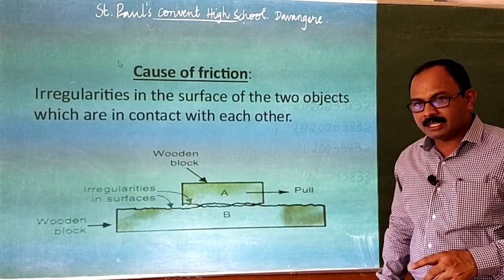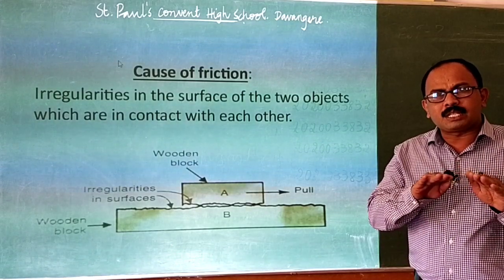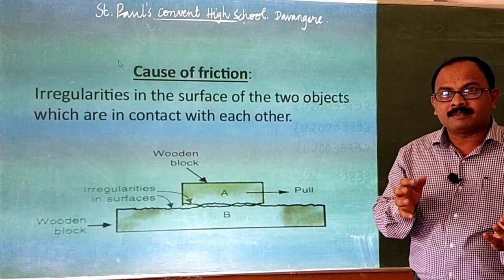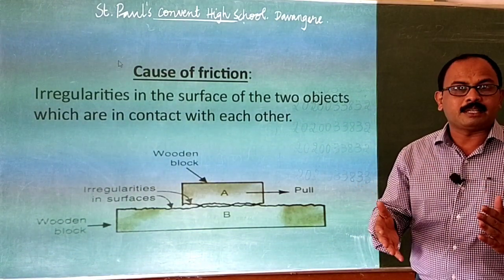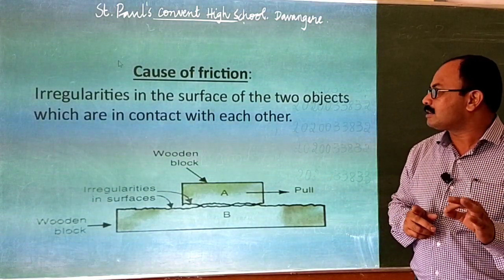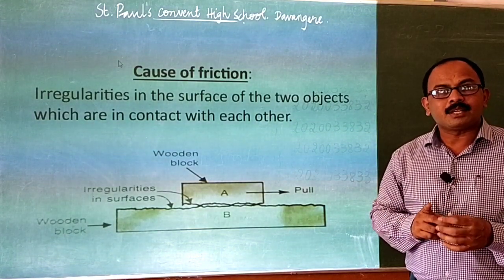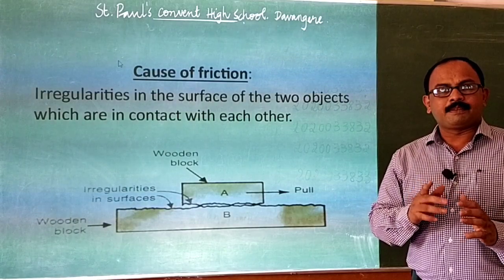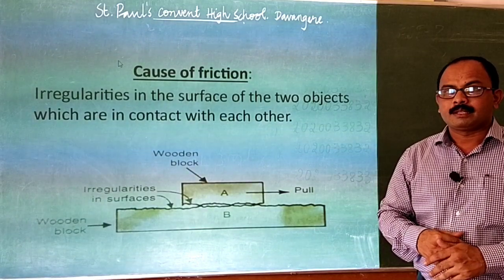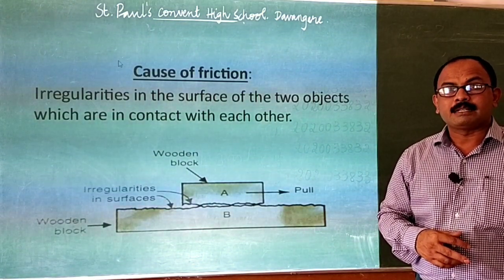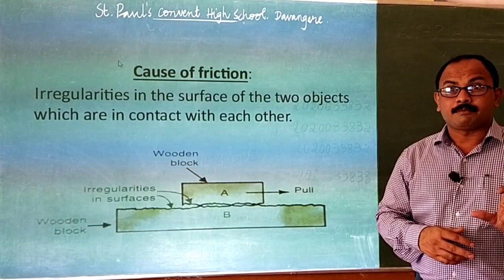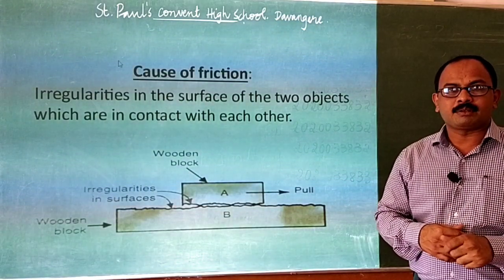Irregularities. See, even the finest or smoothest surface, if it is focused or magnified, irregularities will be found. Therefore, irregularities in the surface of the two objects which are in contact with each other is the cause of friction. If we consider two surfaces, one is smoother, another is rough. A smooth surface will offer less resistance. Force of friction becomes less for the smooth surface. For the rough surface, the force of friction becomes more.